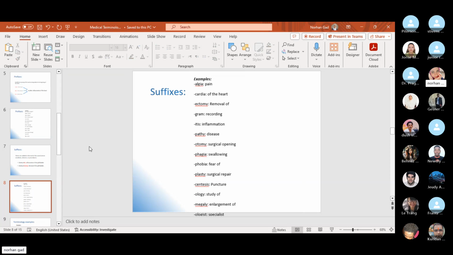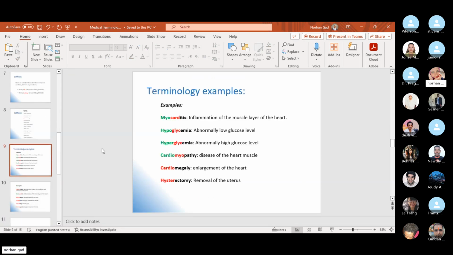Again, you need to memorize those, please, and let's give you more examples on these terminologies. Myocarditis, inflammation of the muscle layer of the heart or the heart muscle. Hypoglycemia is abnormally low glucose level. Hyper is the opposite. Cardiomyopathy, disease of the heart muscle, and so on and so forth. You can read those examples, guys, by yourself.